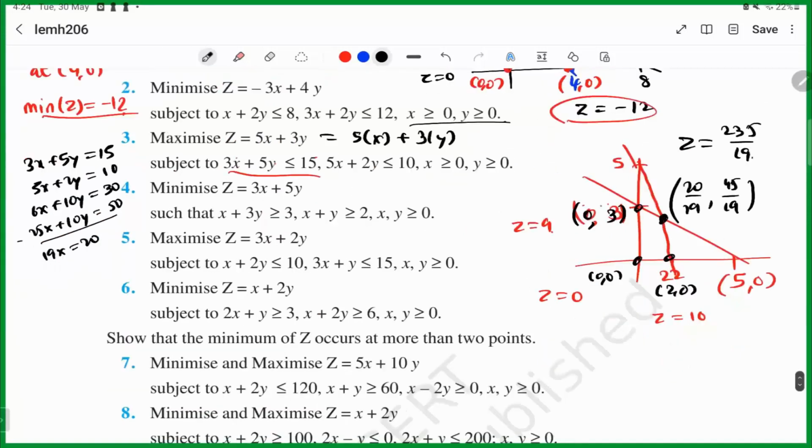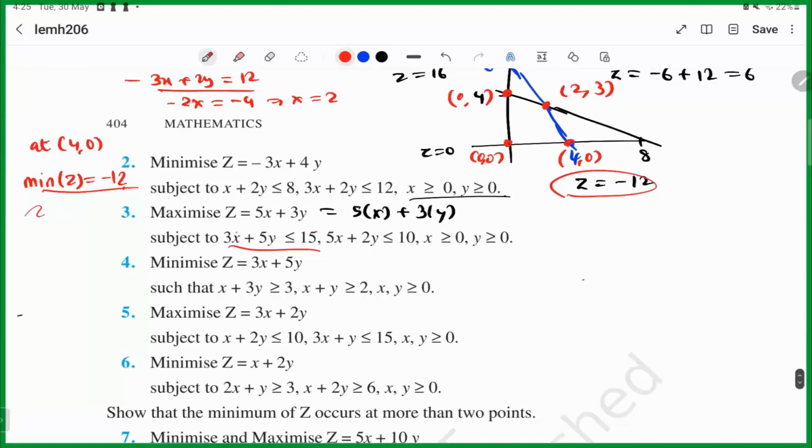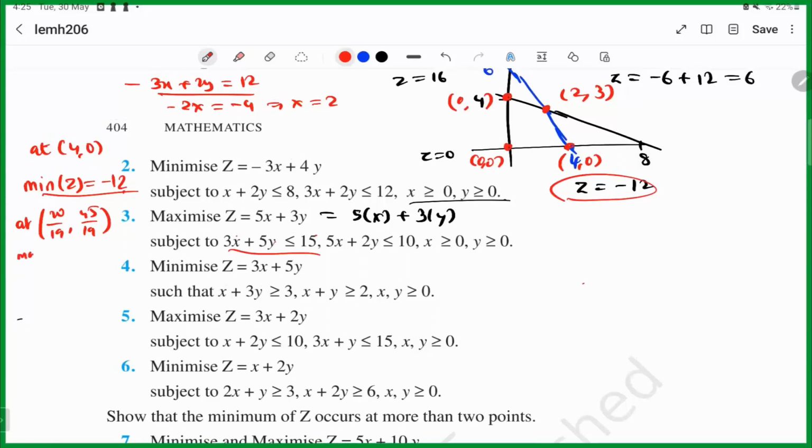So clearly the maximum is, well, let's see, 235 by 19 is approximately 12, so this should be the maximum. So the maximum value is at 20 by 19, 45 by 19. Weird answer, but it definitely seems like a correct answer. Max of Z equals 235 by 19. Okay, then we have the fourth one.